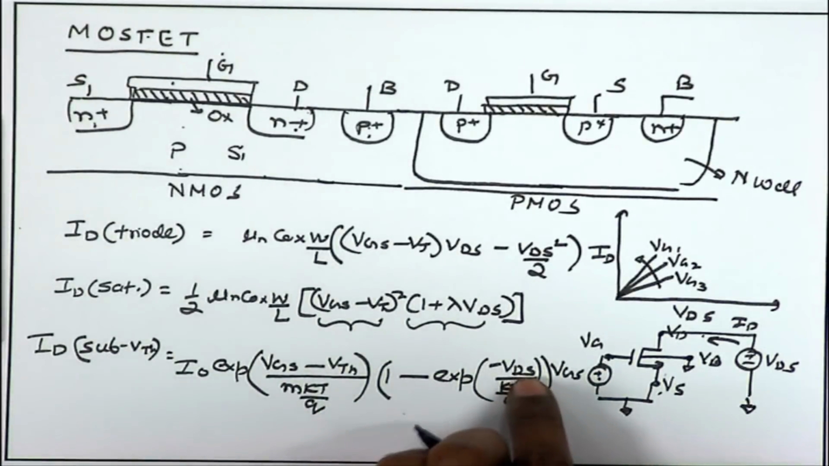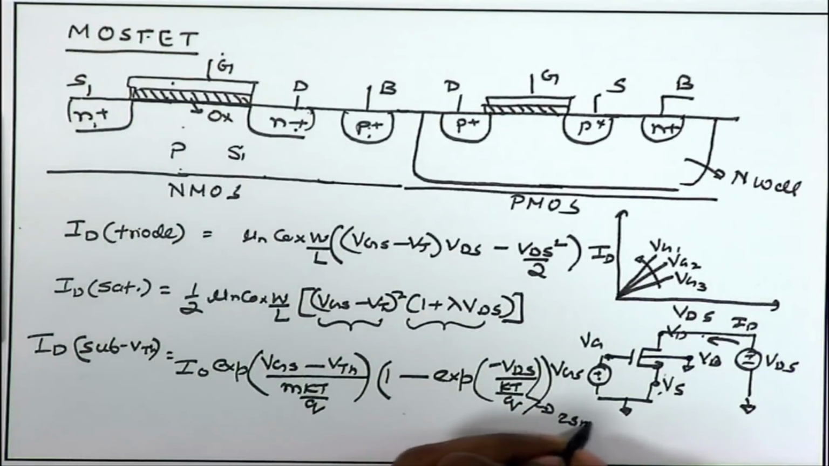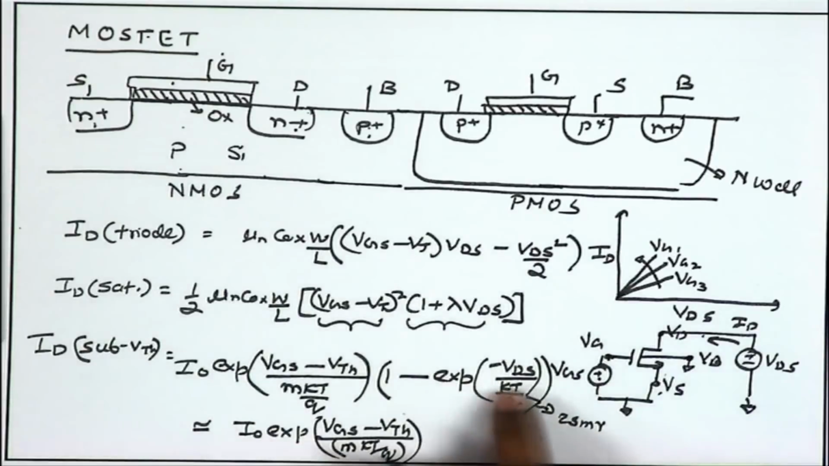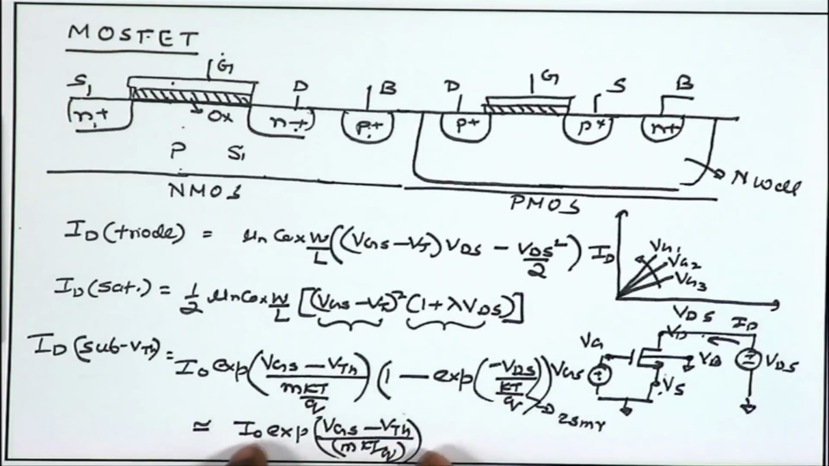So, if VDS is sufficiently larger than kT by q, that is around 25 millivolt at room temperature, we can approximate this current as just the first term, and ignore the second term, because for larger, more positive VDS, the second term becomes negligible as compared to 1. So, we can drop it and use just the first term to find the small signal parameters. This becomes our DC current equation, and from here we can find the small signal parameters of the MOSFET.